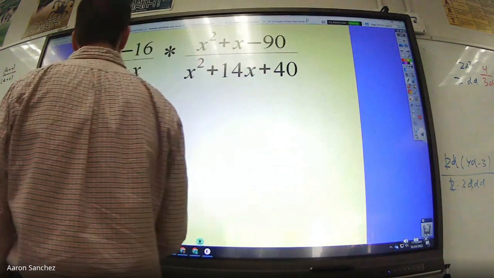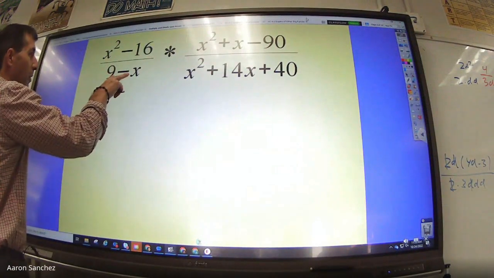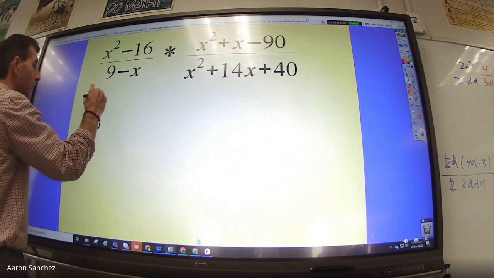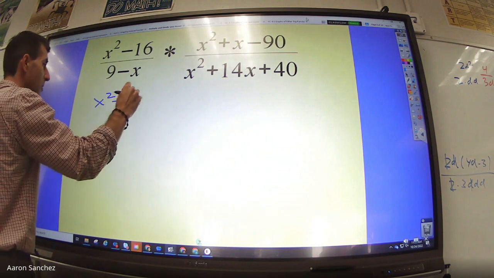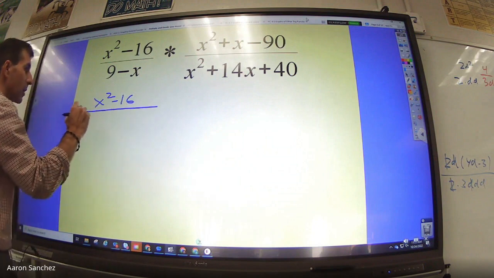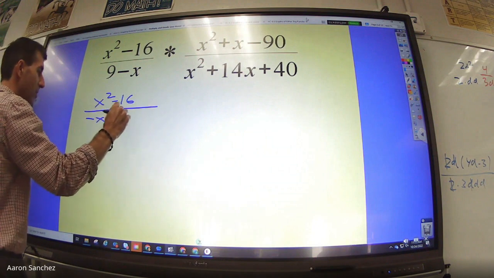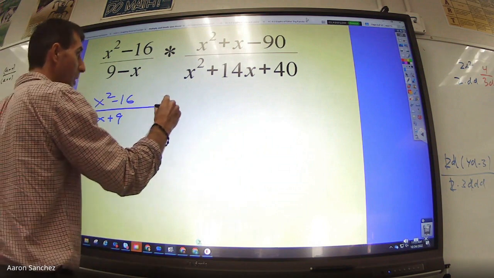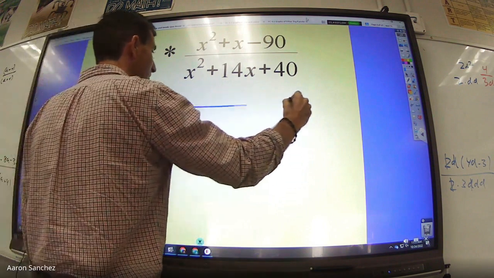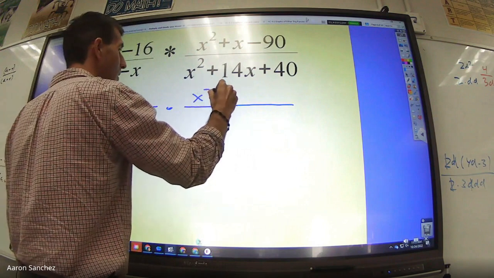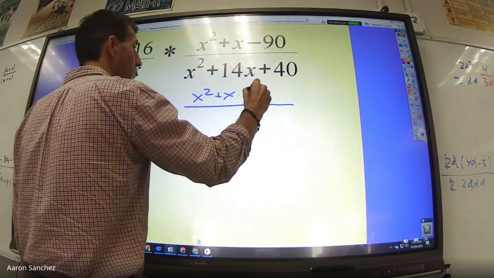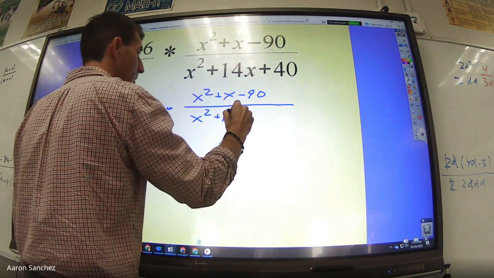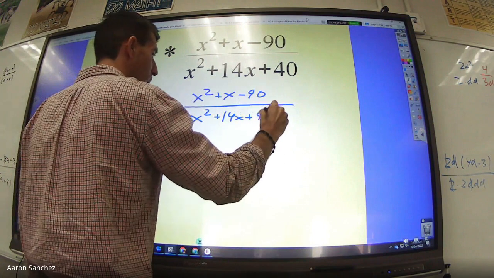Here we go. Okay, I don't like the x on the right. I'm making the x on the left. So I'm going to write this as x squared minus 16 over negative x plus 9. Make sure the negative stays with the x. Times, should I just start factoring it out? No, I'll just write x squared plus x minus 90 over x squared plus 14x plus 40.